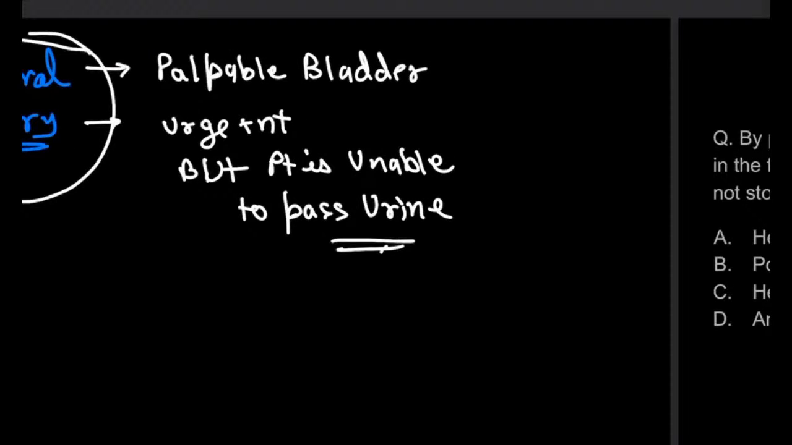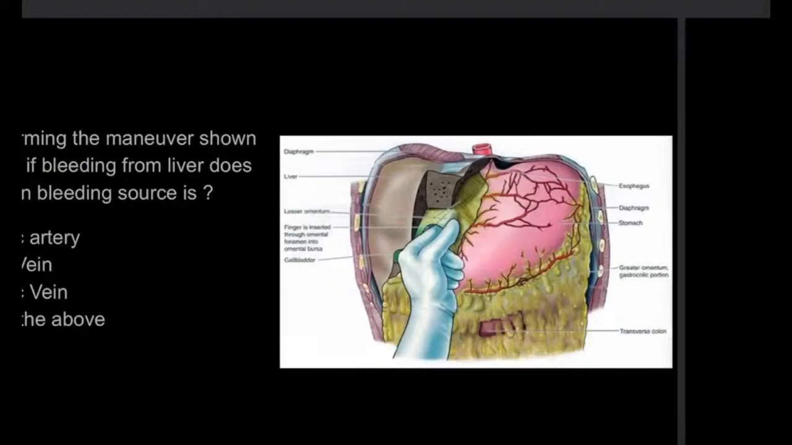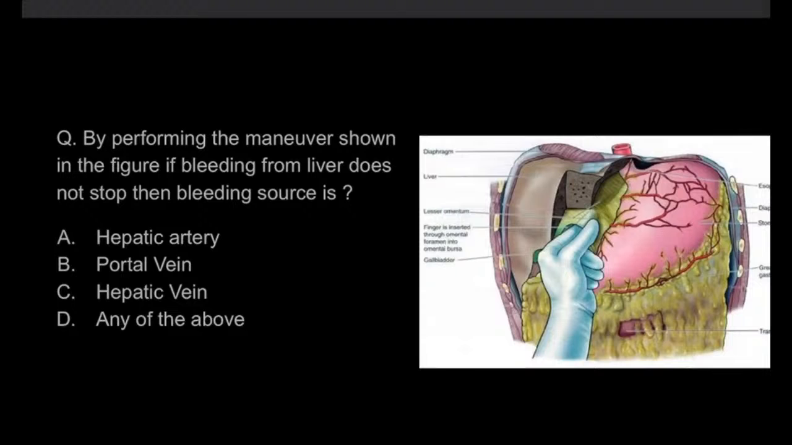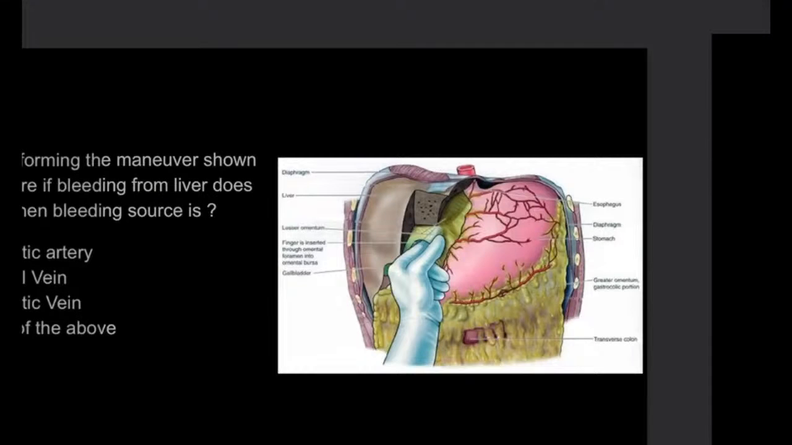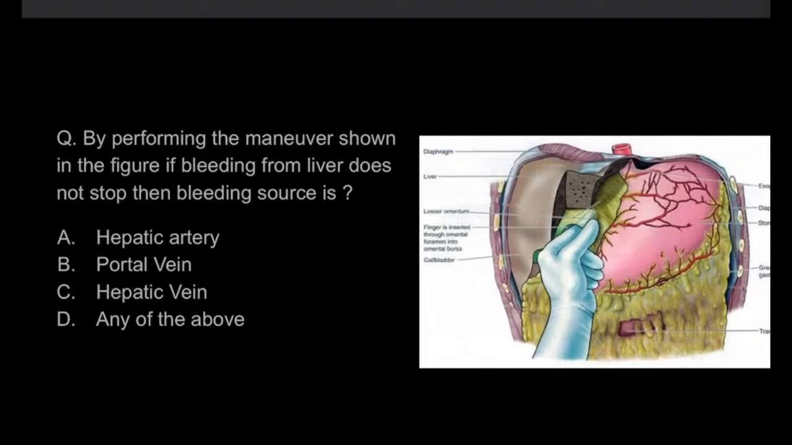Right, now let's move on to the next question, guys. So here, first of all, I'm trying to show a maneuver which is present in this particular image. Just zooming in, you can have a look at what this maneuver is trying to do. What I'm asking you is that by performing this particular maneuver, you performed this because there was a bleeding from the liver, and the bleeding from the liver did not stop even after performing this. So what do you think? What is the source of this particular bleed?